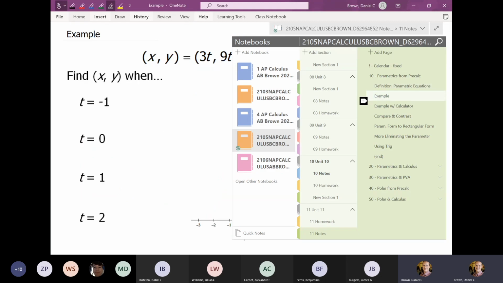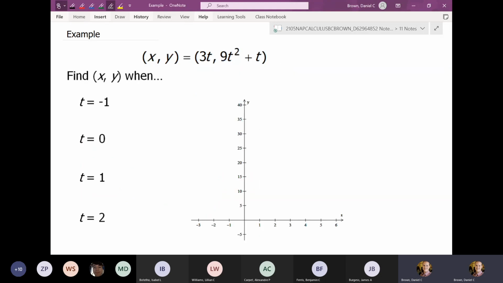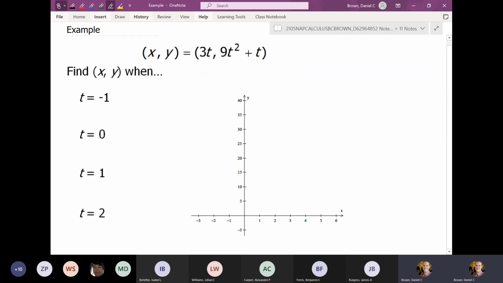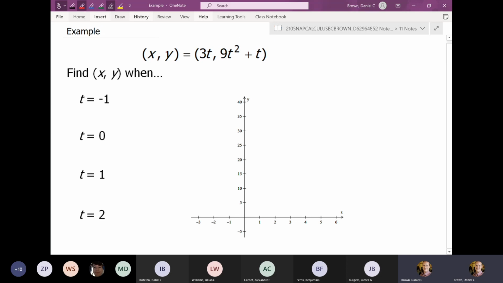So first thing, graphing them by hand. Here's a representation of a parametric. We have x comma y is equal to 3t comma 9t squared plus t, where basically the equation for the x is 3t and the equation for the y is 9t squared plus t.